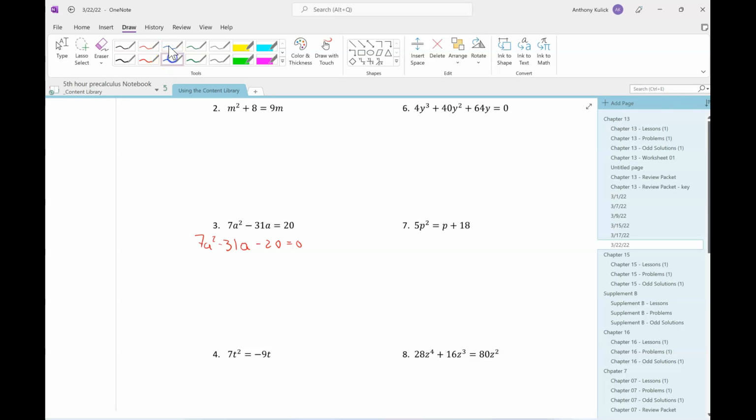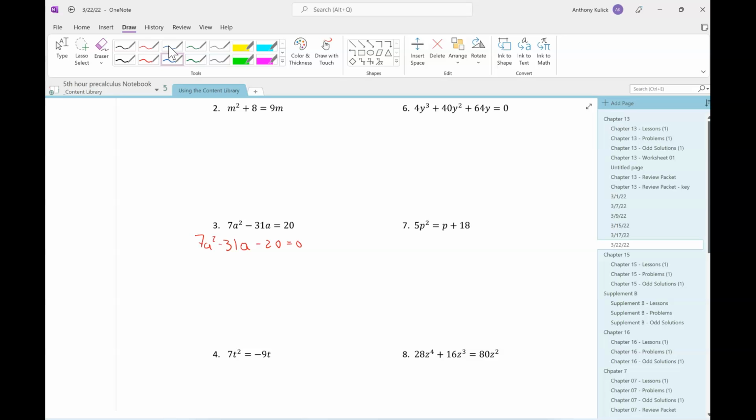And now I'm going to look to see if there's a greatest common factor. So obviously there's no variables that are a common factor since I have a constant term there. But let's check the coefficients. Is there anything in common between 7, 31, and 20? No way, right? The only factors for 7 are 1 and 7, and those definitely don't divide. Well, 1 does, but who cares? But 7 surely doesn't divide 31 or 20, so okay.